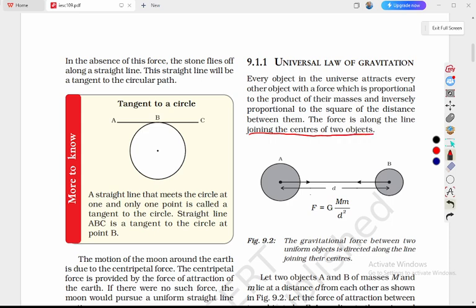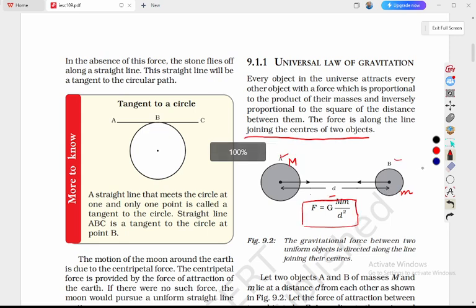What is the meaning of this? Suppose there are two particles, particle A and particle B. This is the center of A, this is the center of B. If we join a line between the centers, we get the distance d. Suppose the mass of object A is capital M and the mass of B is small m. Then the gravitational force between two uniform objects is directed along the line joining their centers. Therefore, we get F is equal to G M m by d square, where G is the universal gravitational constant.